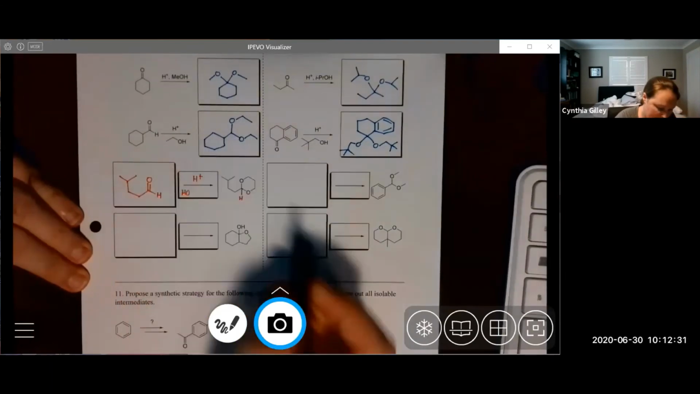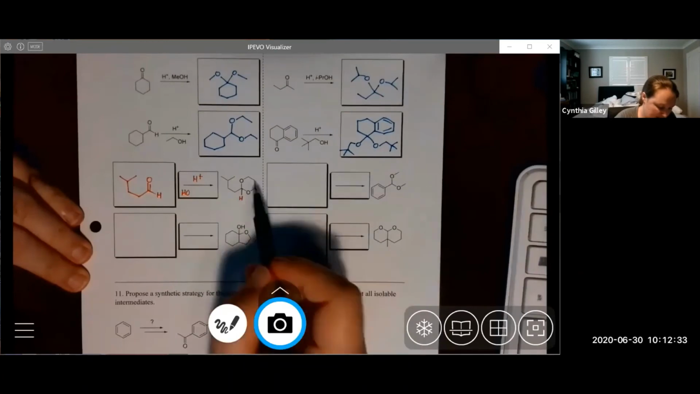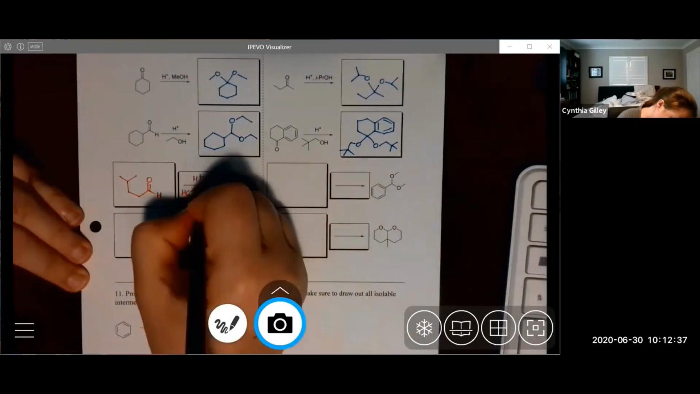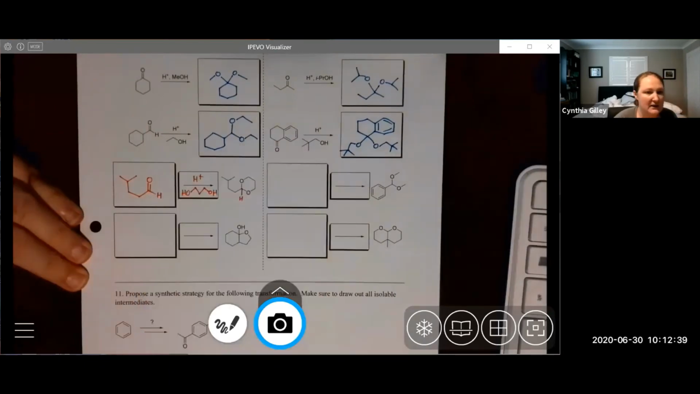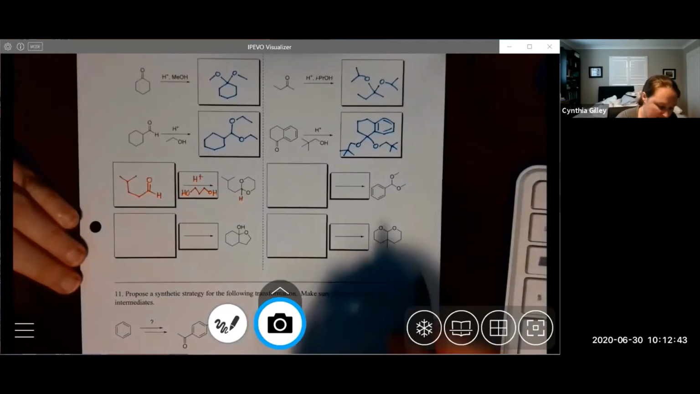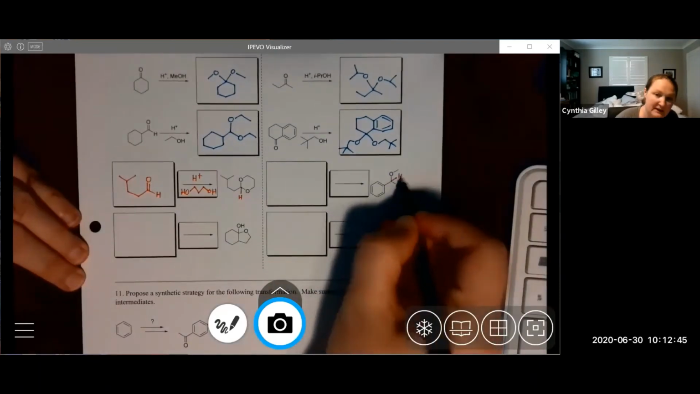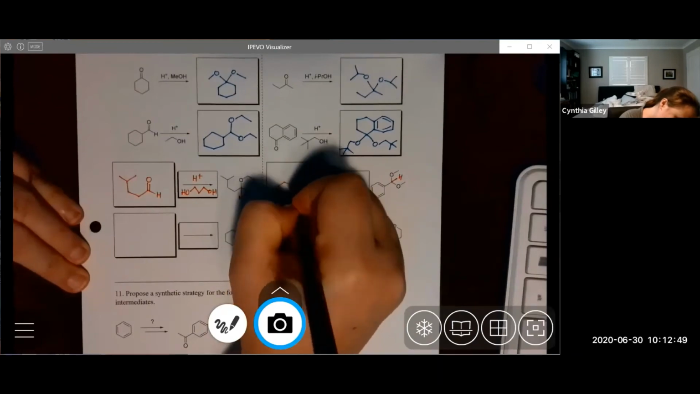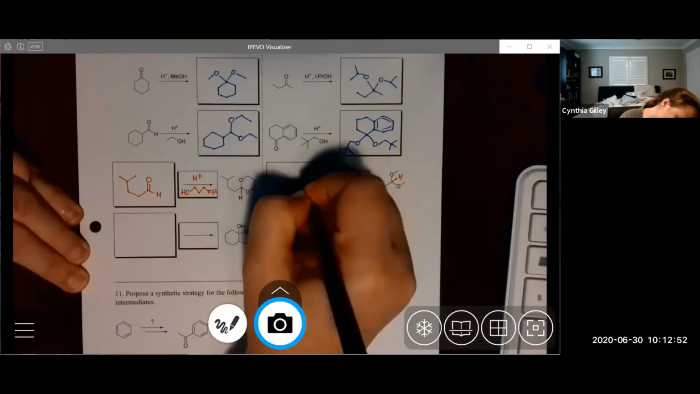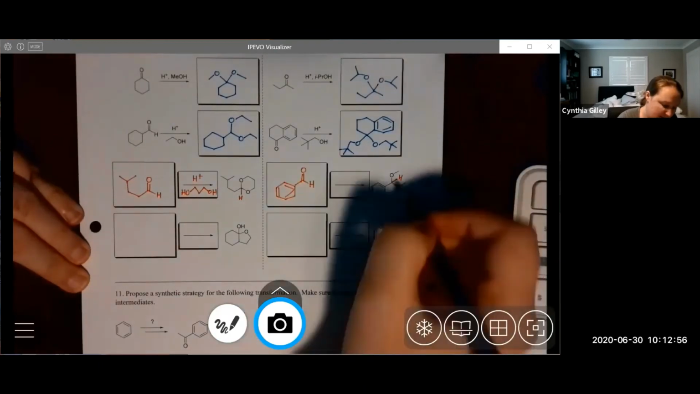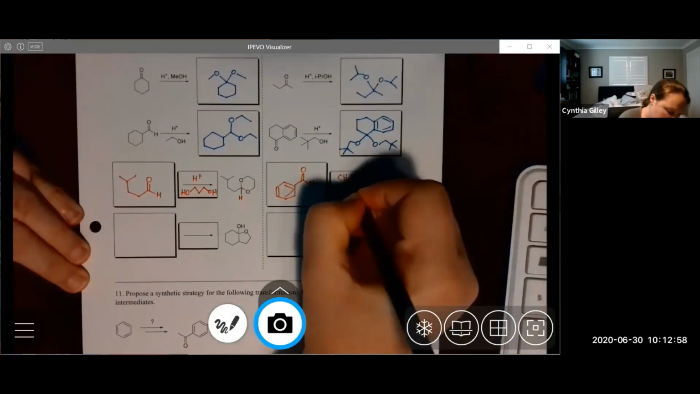There's 3 methylenes here, so it's OH, CH2, CH2, CH2. So that's how I know how many carbons I have in my diol. From this one, notice again there's a hydrogen here, so it's an aldehyde. Again, the starting material was benzaldehyde. Okay, and the R group is just a methyl group, so methanol.